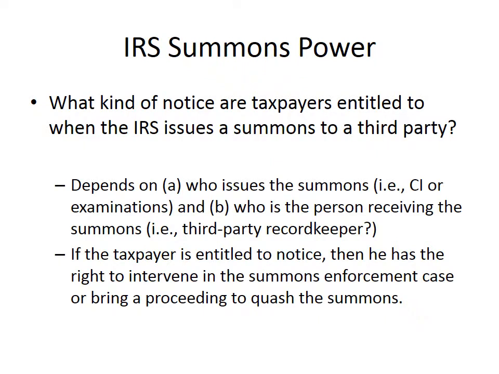So what kind of notice are taxpayers entitled to when the IRS issues a summons to a third party? That question depends on two main things. First, who issues the summons? And second, who's the person receiving the summons? And as you can see here, when I mentioned point A, I listed CI or examinations as two possible groups that might issue it. And then with respect to B, I mentioned a third-party record keeper. And that's going to come up later on in the webinar, and I'm going to explain that in a little bit more detail. Now, if the taxpayer is entitled to notice, then he has the right to intervene in the summons enforcement case or bring an action to quash the summons.